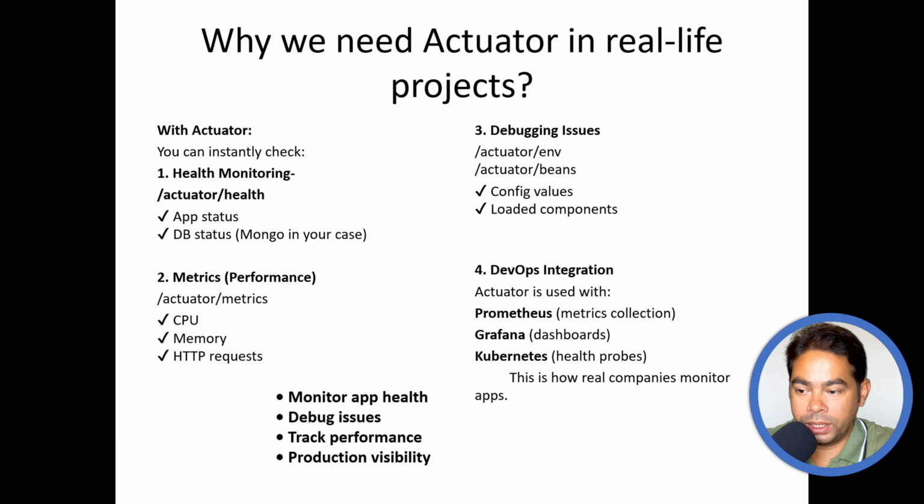So why do we need actuator? Actuator is basically a health monitoring tool. It helps you know about your application status and memory usage. And if any issues came, whether issues with the APIs or any environmental issues, you will be able to know all these things. Actuator is also integrated with Kubernetes, Grafana, and Prometheus. Grafana is a dashboard tool, and internally it uses Prometheus. So today I will also show you how to integrate Prometheus.